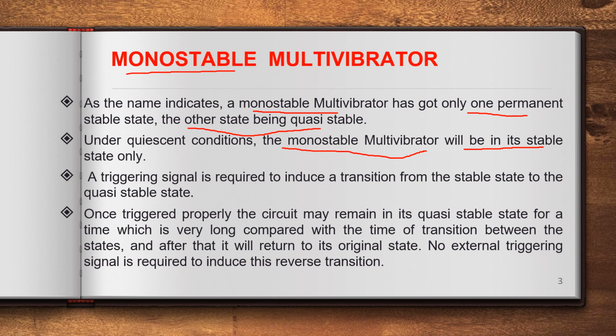A triggering signal is required to induce a transition from the stable state to the quasi-stable state. Once triggered properly, the circuit may remain in its quasi-stable state for a time which is very long compared to the time of transition between the states, and after that, it will return to its original stable state. No external triggering signal is required to induce this reverse transition. Reverse transition means coming back from the quasi-stable state to the stable state. It doesn't require any external triggering.